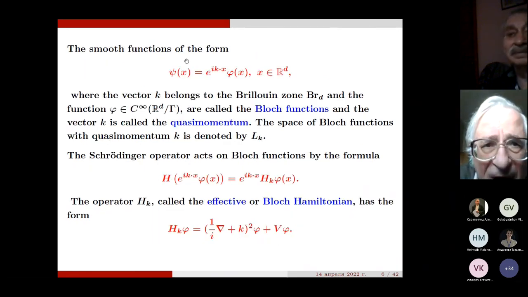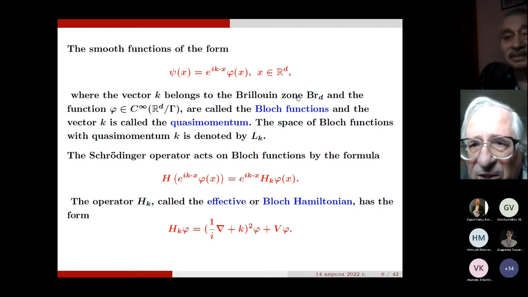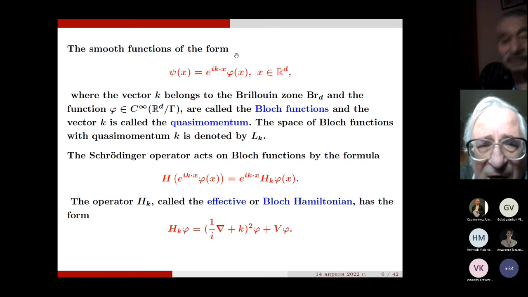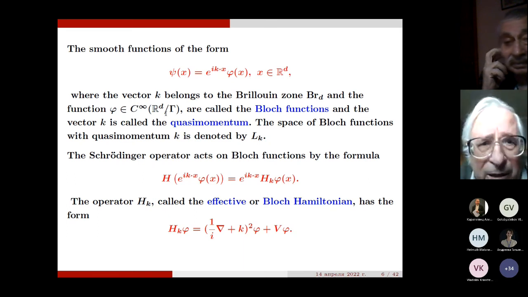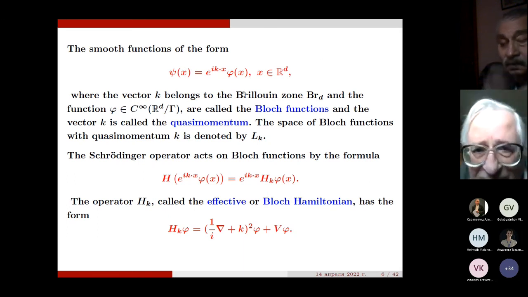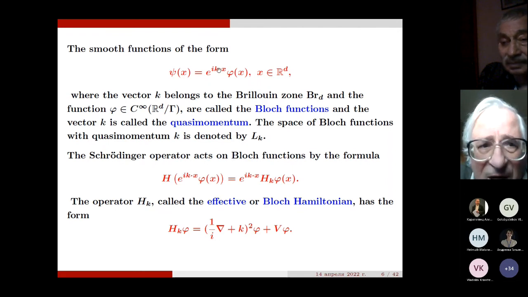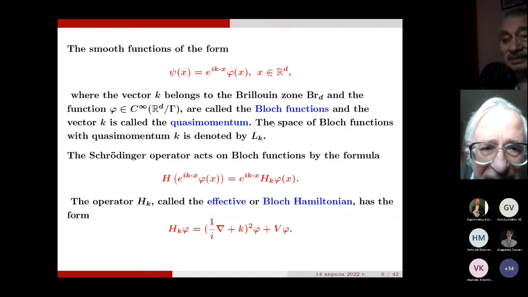We consider also the smooth functions of the following form: e to the power i k x, which I just introduced, times phi of x, where x is in R^d, the vector k belongs to the Brillouin zone, in other words, to the torus, and the function phi is assumed to be a smooth function on the torus. So a function having this form is called a Bloch function. And the vector k standing here is called the quasi-momentum. And the space of Bloch functions with quasi-momentum k is denoted by L_k.